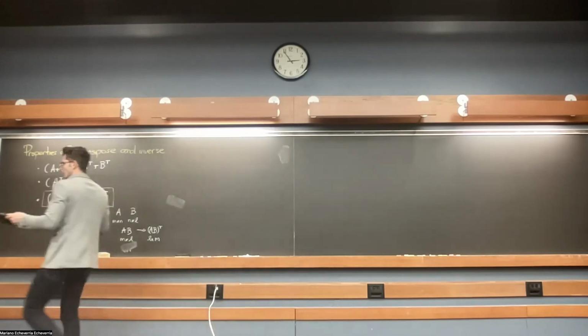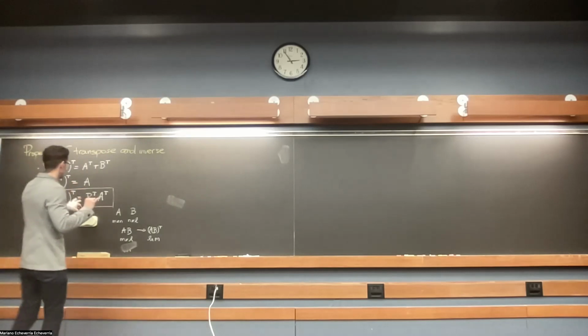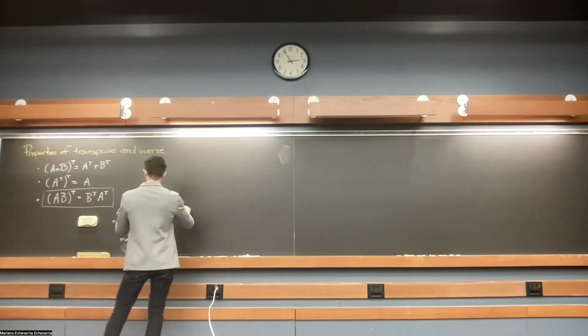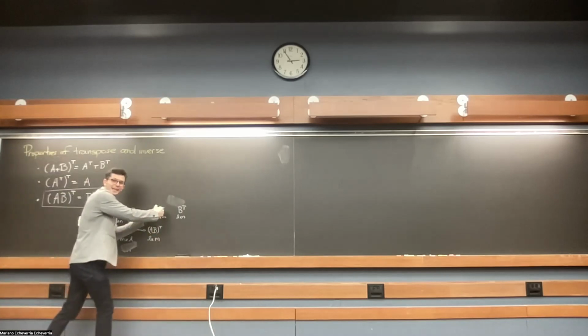And what happens if you do B transpose and A, on the other hand? A transpose would be N by M, and B transpose would be L by N, right? So you see, you cannot multiply the transposes in this order, A transpose, B transpose. It wouldn't make sense necessarily because they don't match up.